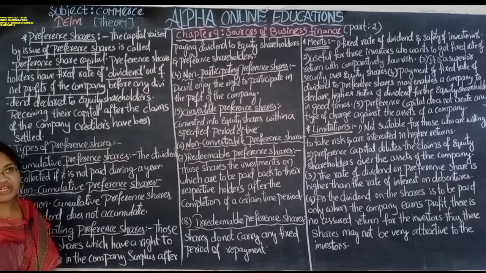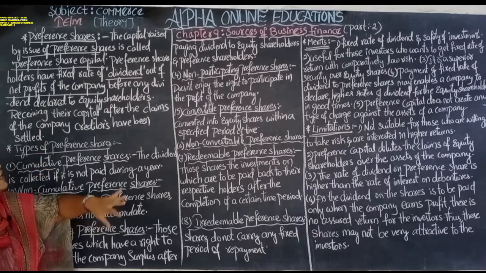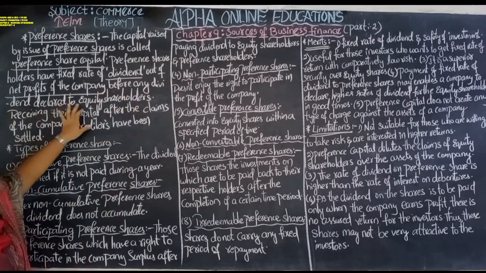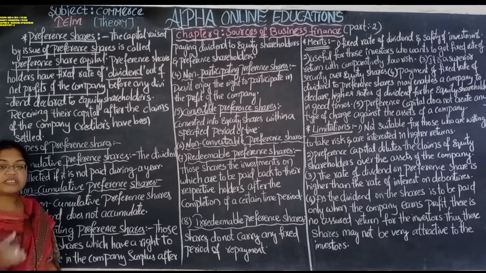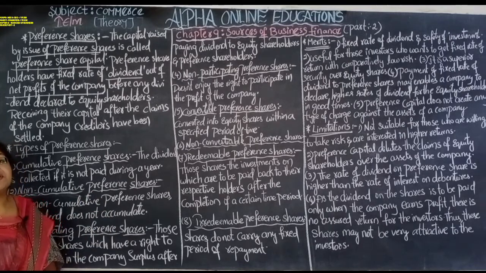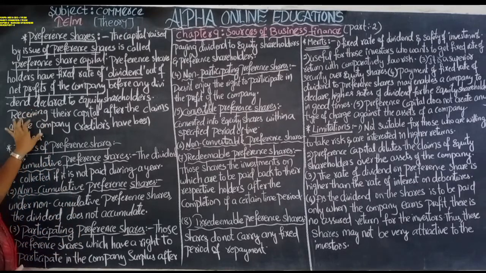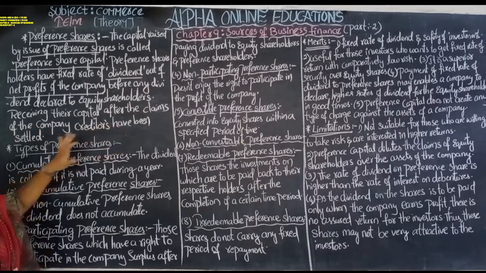That fixed dividend is given to the preference shareholders before any dividend is declared to equity shareholders. First the dividend is declared to the preference shareholders, then whatever net profit is left is given to the equity shareholders. Preference shareholders receive their capital after the claims of the company creditors have been settled.